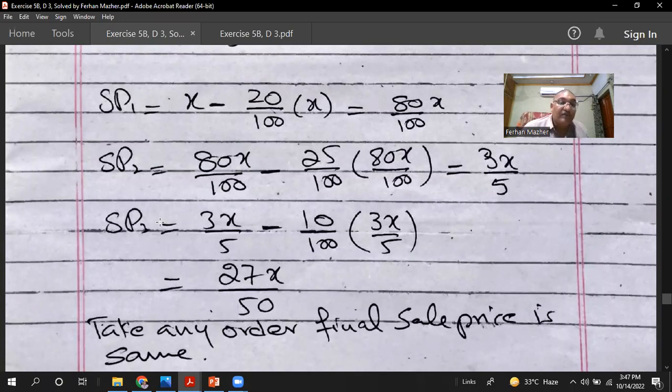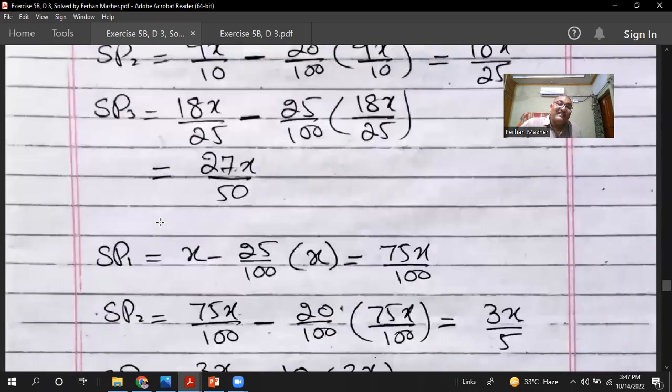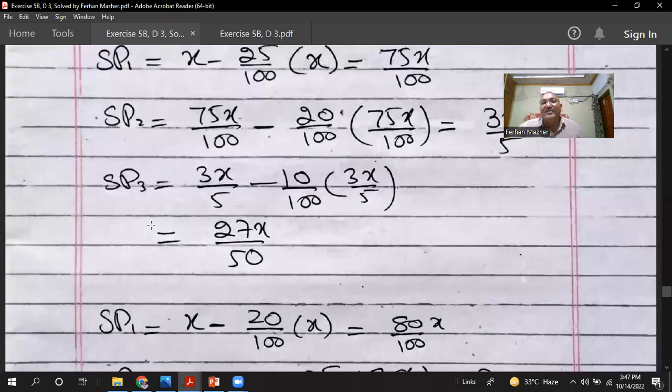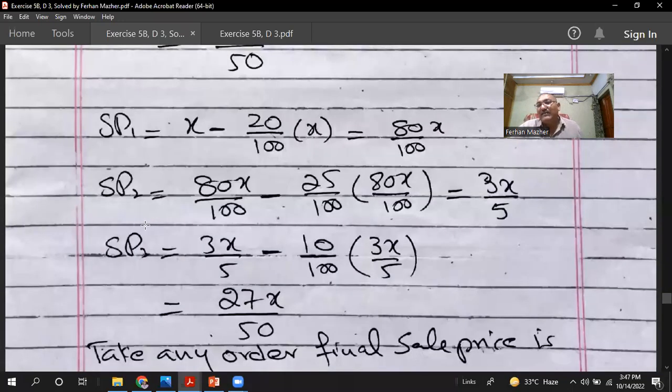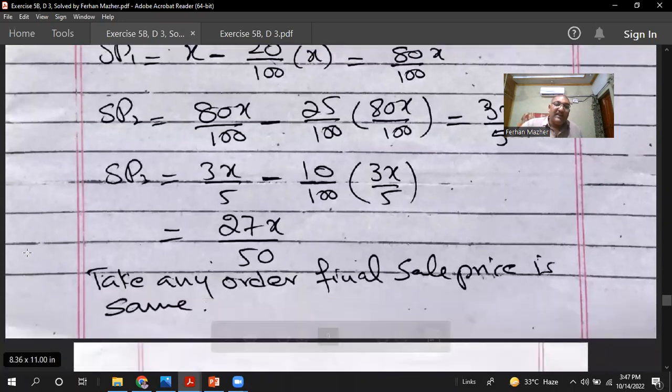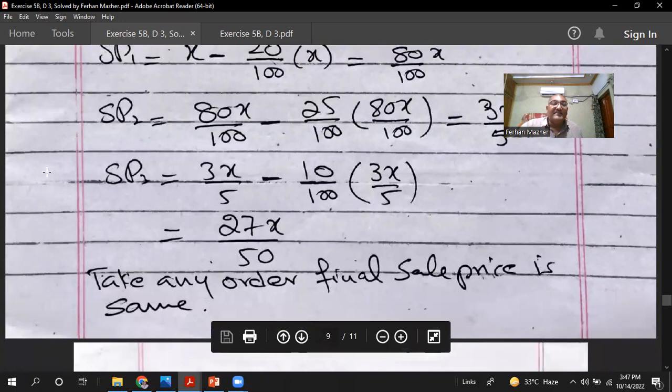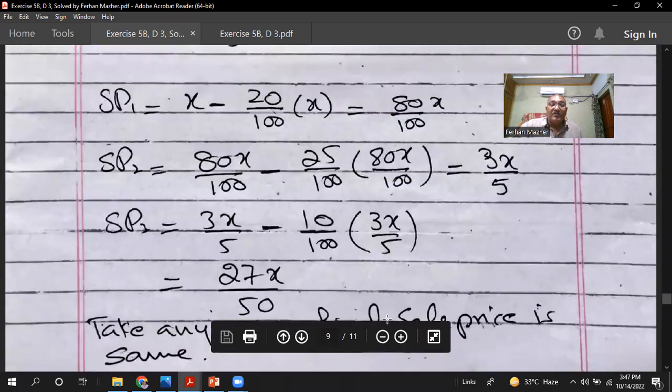So this 3X by 5, you give him further 10% discount. And you get 10% of the 3X by 5. So when you do it on the calculator, you get 27x by 50. So in all these three cases, you can see the final sale price is the same. So you give him discounts in any order, the final sale price is the same. Okay, take any order, final sale price is same. So this is how it is done.